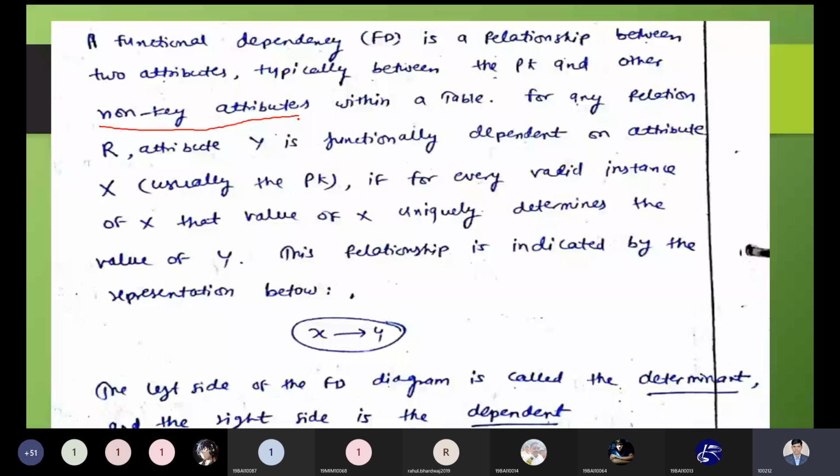One thing I want to tell you in a tricky way: in any relation, any attribute by itself is a key, and that key is known as a candidate key. So an individual attribute is always recognized as a simple key, also known as a candidate key, and a candidate key can have duplicacy. This is the problem, so that's why the primary key was introduced. Coming to my point: a functional dependency is a relationship between two attributes, typically between the PK and the other non-key attributes within a table. So what is a PK?